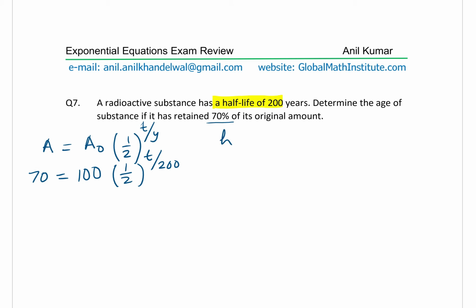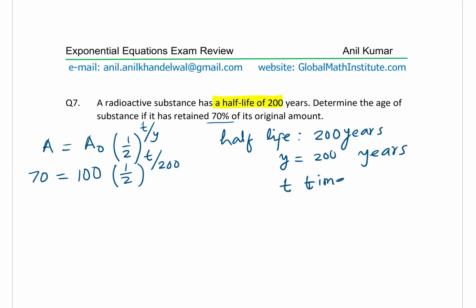So we have a half-life of 200 years. So we'll substitute y equals 200 in this particular case. That is in years, that is why I used y. Kind of a tricky variable to use, difficult to use actually. Anyway, now the only variable left is t. So t is time in years. So we can solve this equation and find the answer.